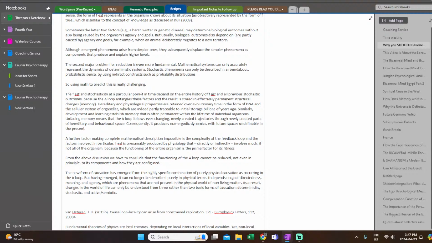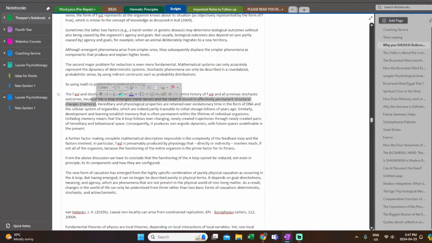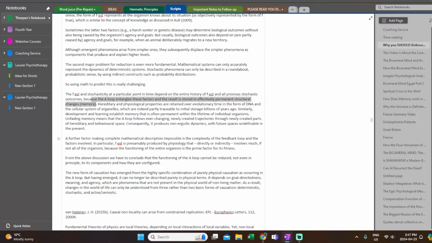Very interesting, though, how he says that the A loop entangles these factors and the result is stored effectively in permanent structural memory. Yeah, it's like using randomness and then storing that randomness in memory to be able to act on that randomness. I see that as very analogous to my dream metaphor, which is when you have dreams and those are kind of like random. So your brain is utilizing randomness, but every once in a while you might dream of something that's actually useful, and then you store it in memory and then you can act upon it. So a utilization of random processes is giving you the ability to do things that are novel. I really like that. That example is really good.